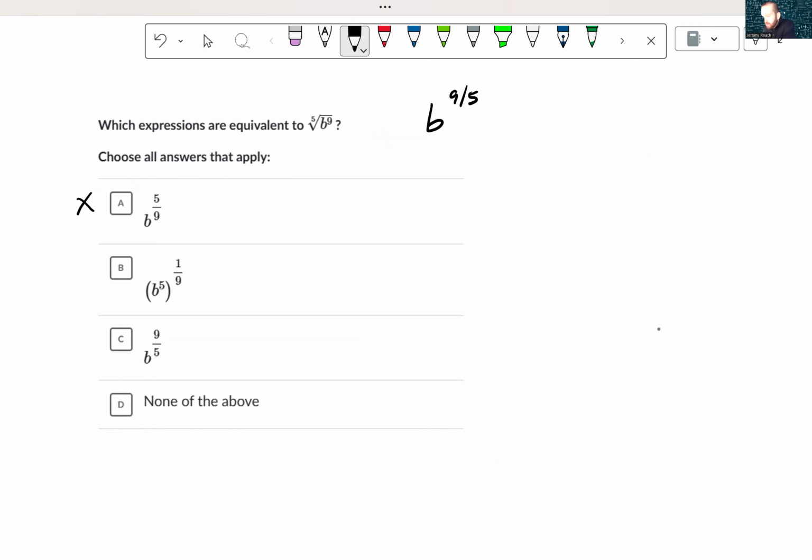For B, this would be 5 times 1/9 is equal to b to the 5/9. Not B either. C is just our answer that we got, b to the 9/5. So that one's going to be right. It looks like just C for this one.